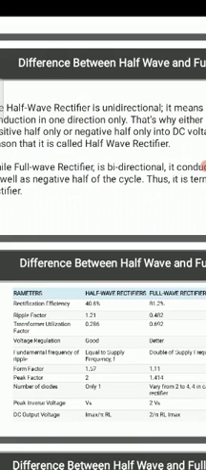Next, the transformer utilization factor. For the half wave rectifier it is 0.286 only, and for the full wave rectifier it is 0.692. In the half wave rectifier, the transformer utilization factor is 0.286 because we are using only one half cycle, one diode.